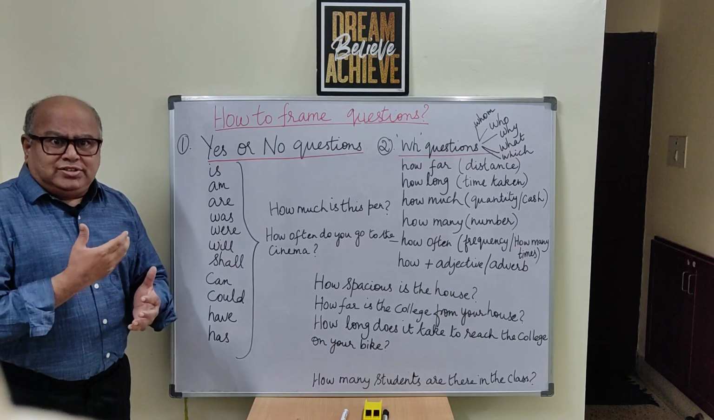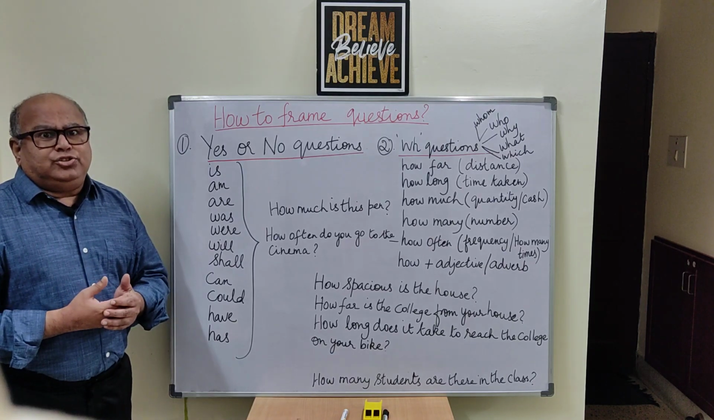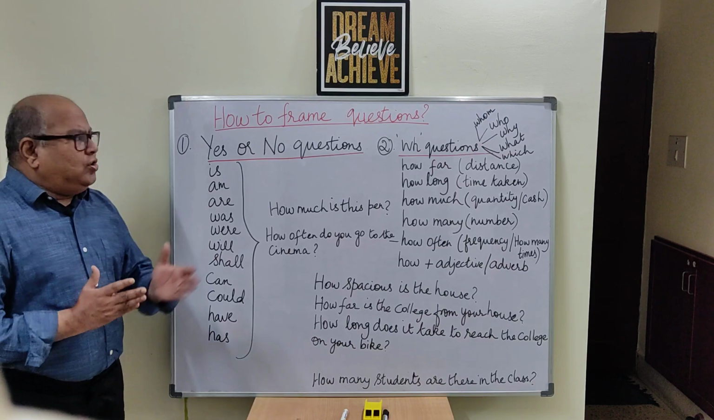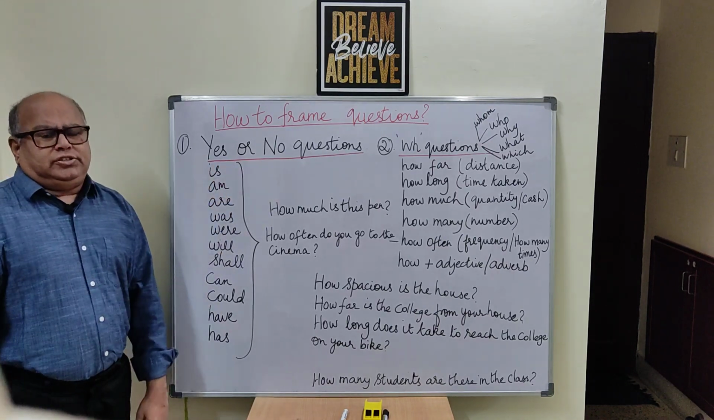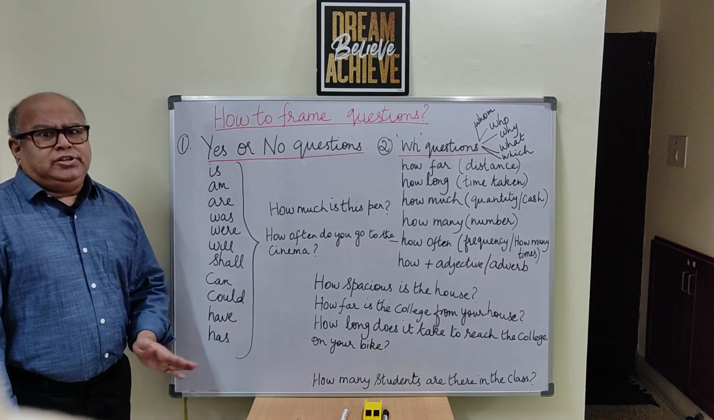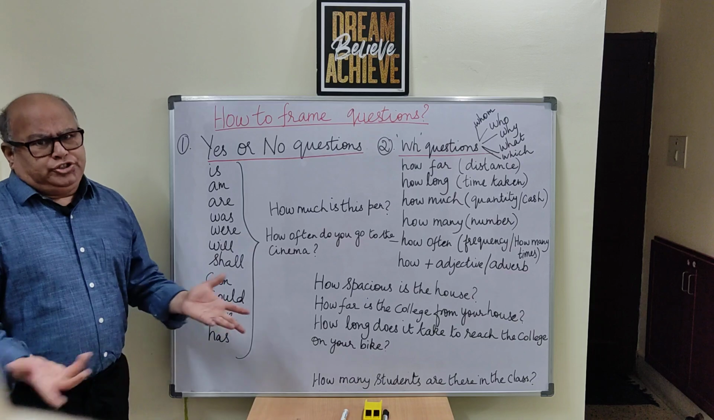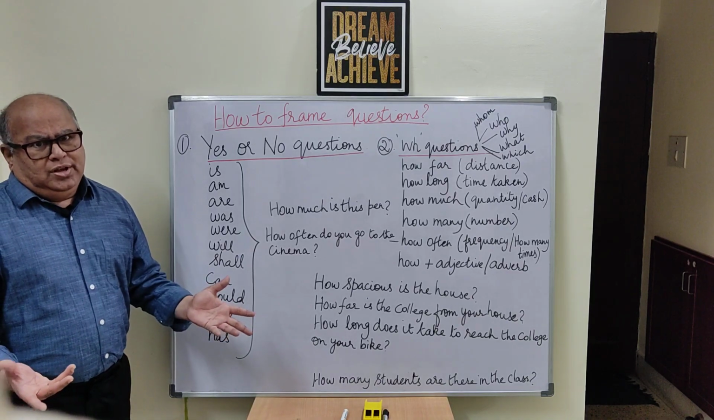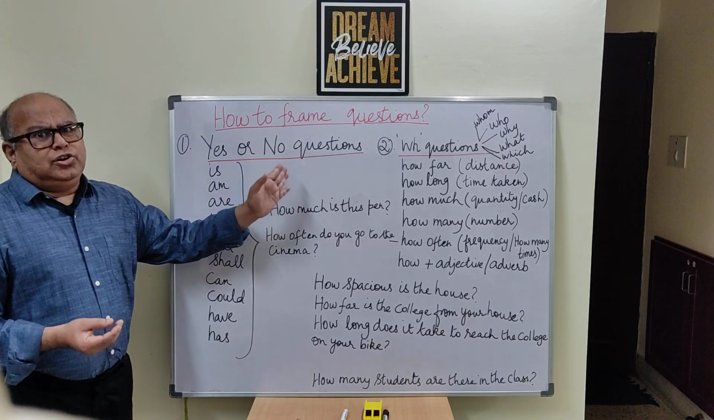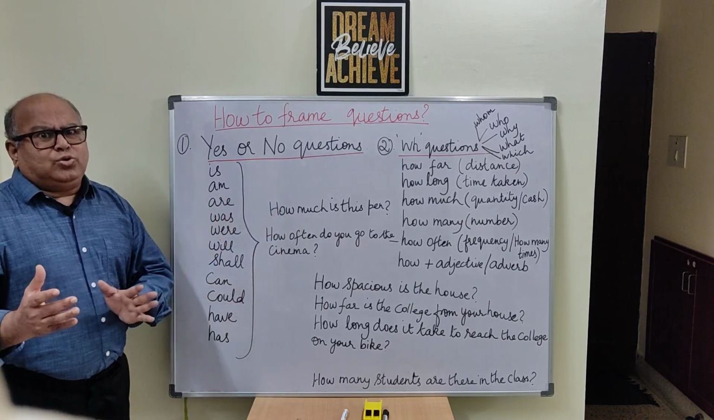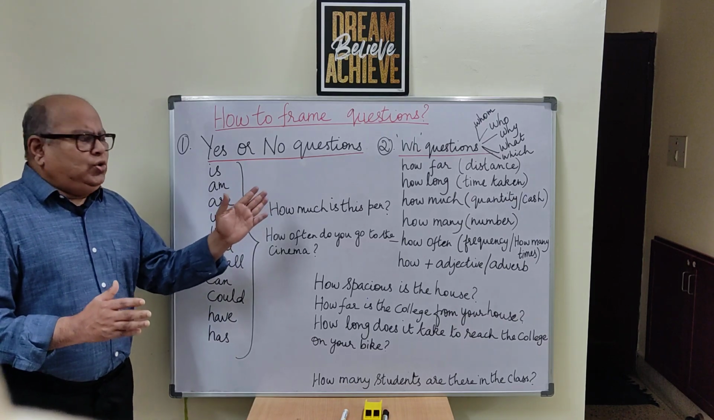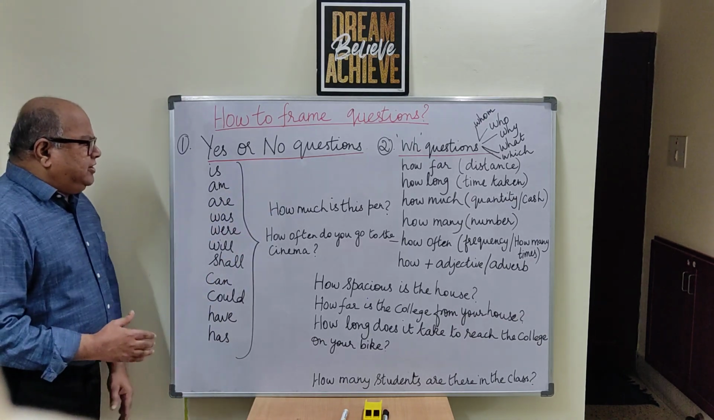See, for some questions the answer should be either yes or no. Such questions are called yes or no questions. Or you can even call them auxiliary verb questions or helping verb questions. But for your easy understanding, I have put yes or no questions because these questions demand the answer either yes or no.